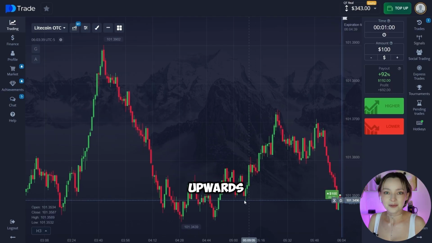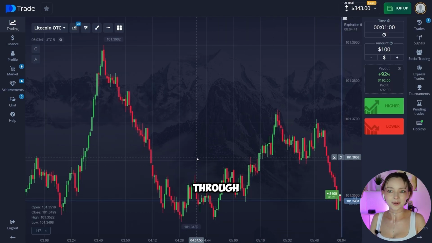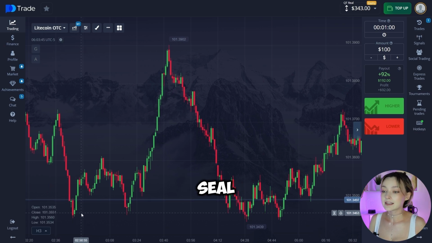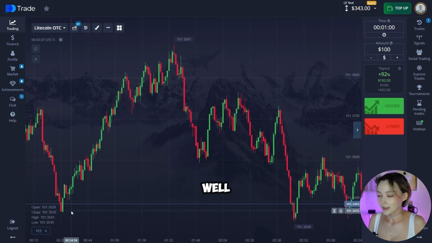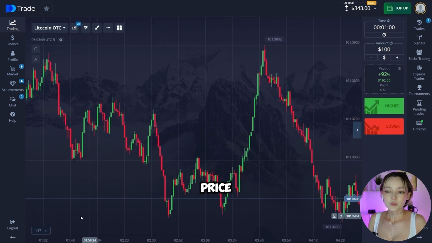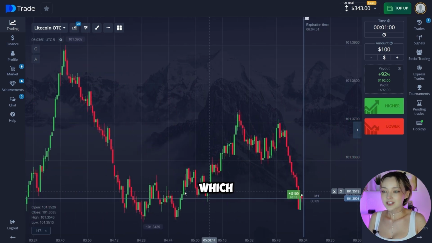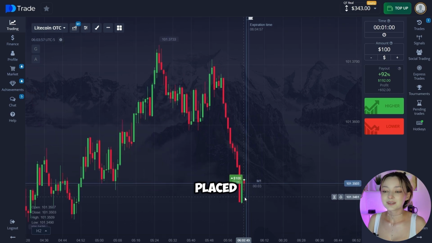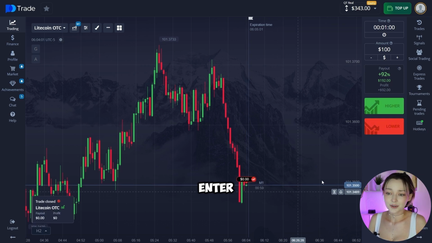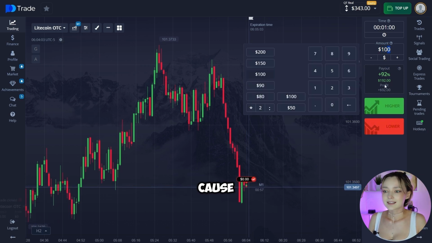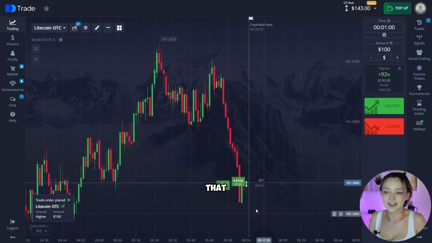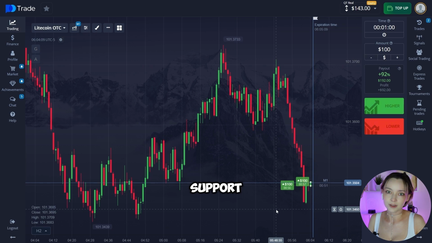Thereby we place the trade upwards since we don't believe the level can be broken through. Looking at the chart's history, we can notice the level used to extend until these points as well as this one. So the price would bounce off of this level all the time, which is why I entered upwards. We waited for a green candle and placed an upward trade. Even if this one fails, we will once again enter upwards with a doubled amount, because this trade's potential is astronomical, since that's a very powerful support level.